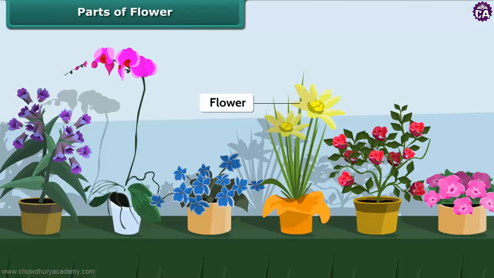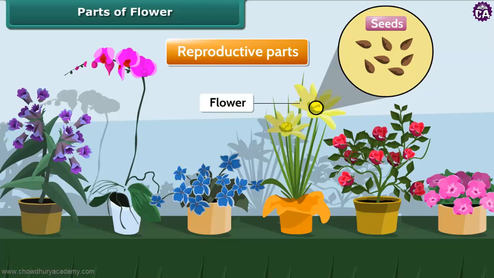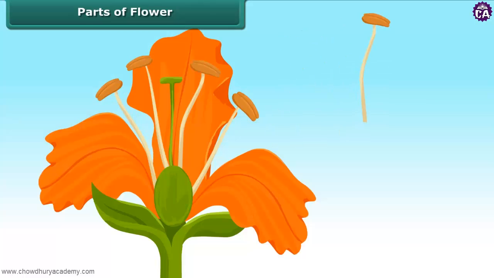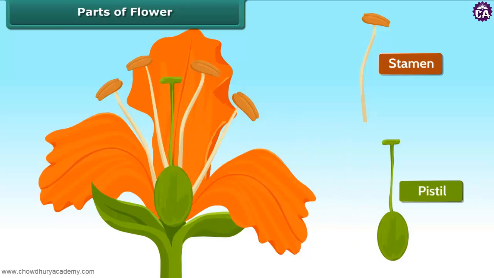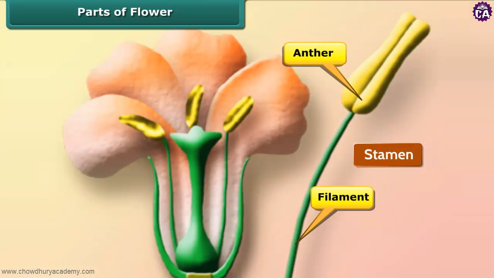Flowers are the beautiful parts of a plant. They are important in making seeds. Therefore, they are the reproductive parts of a plant. Let's learn about their parts. Stamen is the male part of a flower and pistil is the female part of the flower. The stamen has two parts, anther and filament. The anther is generally yellow in color and carries the pollen. It is held up by a thread-like part called a filament.